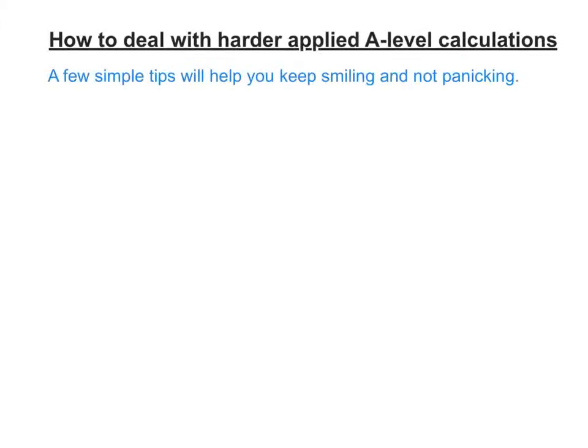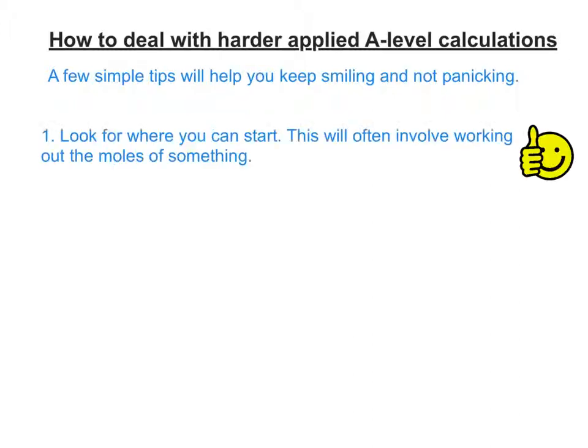So try to bear these in mind whenever you're approaching a tough-looking question, and hopefully it'll keep you on top of things and stop you from getting to the dreaded panic mode. So more often than not, you'll have enough data to work out the moles of something. That would be the good place to start. At least it gets you moving then.